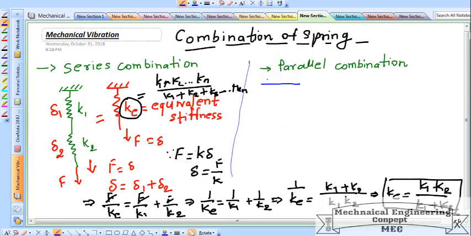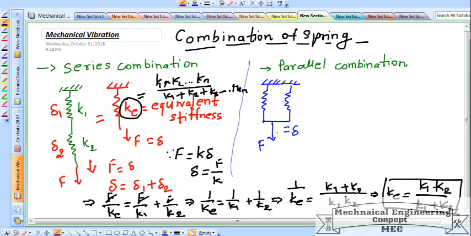Consider two springs in parallel connection, and a load is applied at the free end. One end is fixed, the other is free. At the free end we apply a load F. With the application of load F, the spring will deflect a total amount del.